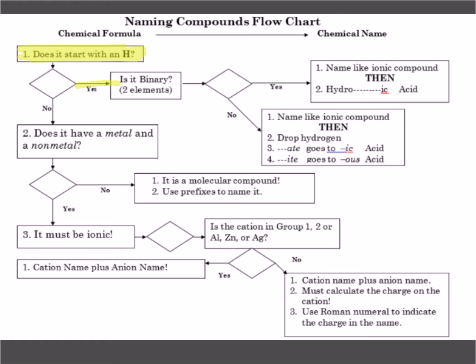If the answer to that is yes, you're going to ask yourself, is it binary, meaning 2 elements? If the answer to that question, guys, is yes, you're going to name it like an ionic compound. Then you're going to use the term hydro, and you're going to call it ic acid. So, for example, if I had something like HCl, does it start with an H? Yes. Is it binary, meaning only 2 elements? Yes. We're going to name it like an ionic compound. So I would name this hydrogen chloride, because it's an ion. But what I'm going to do now, to make it the acid name, I'm going to call it hydrochloric acid. Hydrochloric acid is what I would do here.